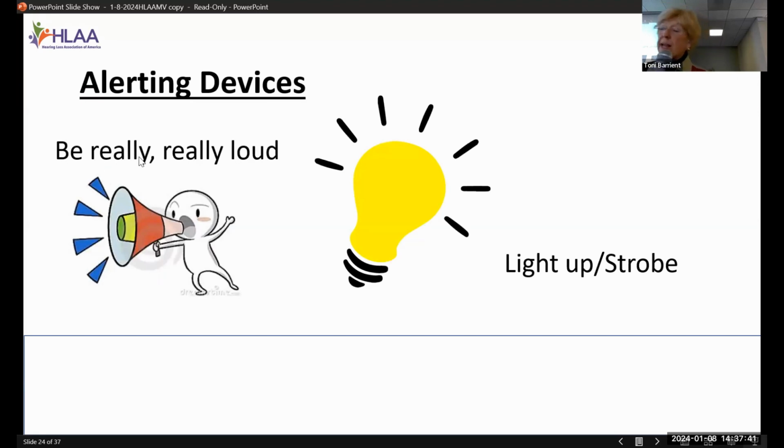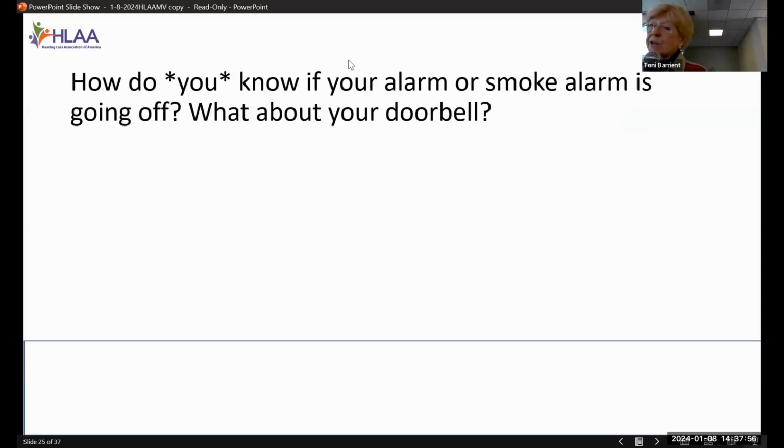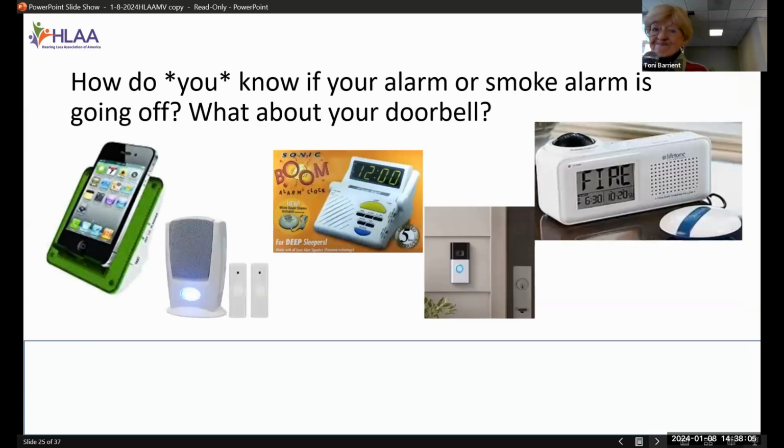So, alerting devices. They can be really loud, they can be a light strobe, or they can vibrate. And some of them do all three. So how do you know if your alarm or smoke alarm is going off? And what about your doorbell? This is a system you can put your smartphone on, and it comes with a bed shaker, and you can use this for your alarm. You can use this so it'll wake you up.